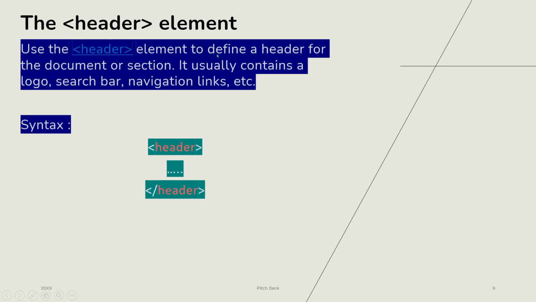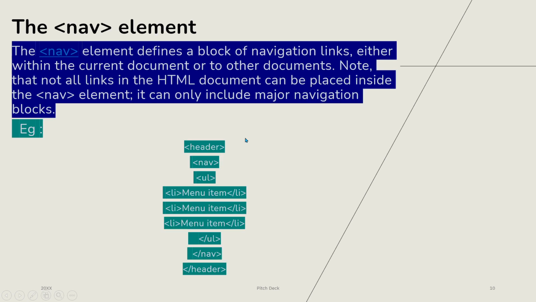The header element. We use the header element to define a header for the document or section. It usually contains a logo, search bar, and navigation links. Navigation links we usually put in the form of links, that is href. The search bars are such as Google search engines, and the logo represents the website, and this is the syntax for that.